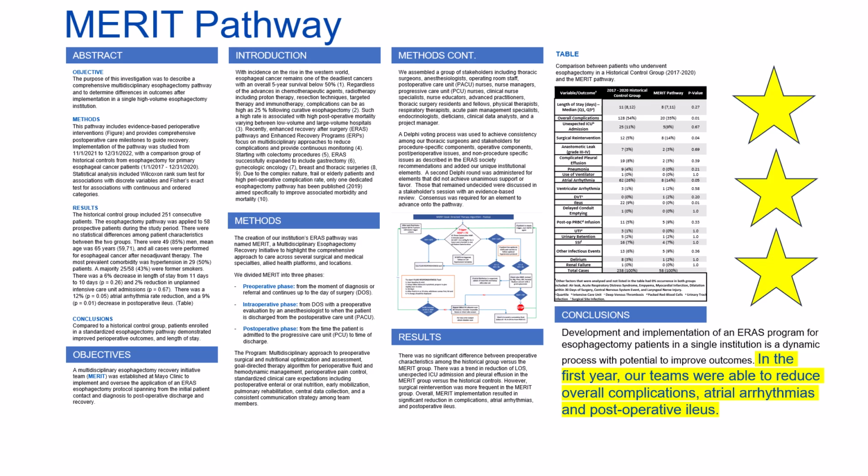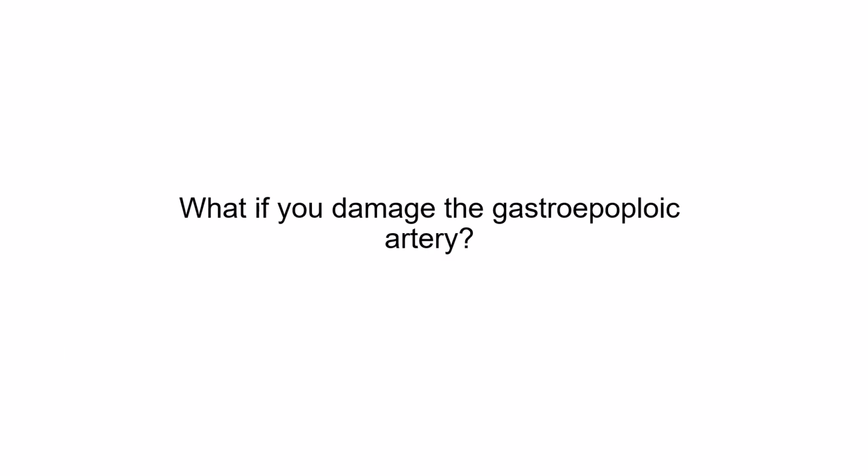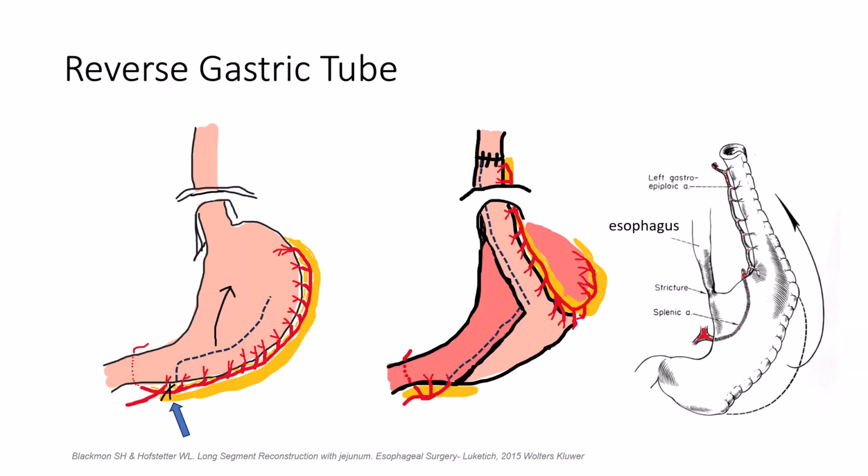This merit pathway was able to show us that in our first year, our teams were able to reduce overall complications, atrial arrhythmias, as well as postoperative ileus. And it was through procedures and pathways like this that we were able to maintain and even improve beyond our 3-star STS database standing. So what if you accidentally damage the gastroepiploic artery during esophagectomy?